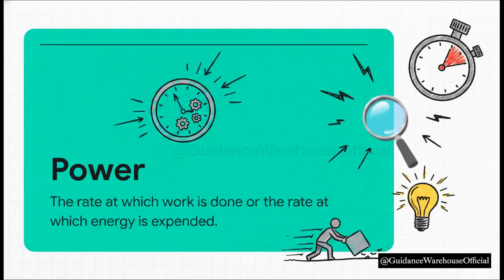Power, which we denote with a capital P, is defined as the rate at which work is done, or the rate at which energy is expended. Now, the absolute keyword to lock onto here is rate. In physics, the moment you hear the word rate, you should imagine a stopwatch clicking on. We aren't just looking at the total chunk of energy being transferred. We really care about how incredibly fast that transfer is happening.